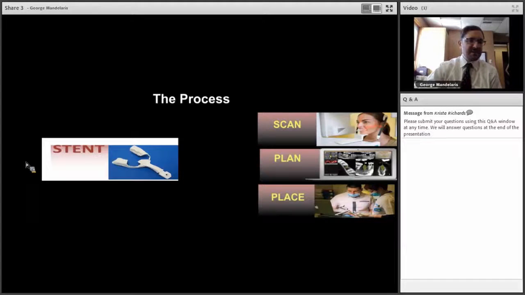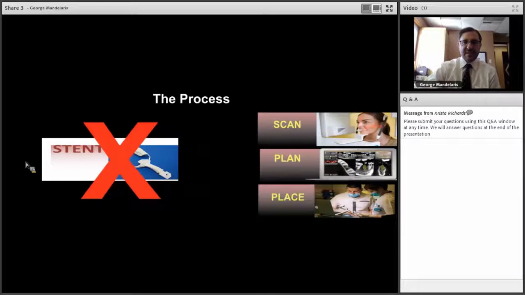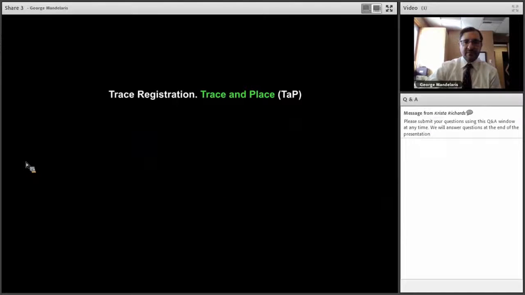So the process used to be create a stent. That was a bit of an arduous and kind of frustrating task. Scan, plan, and then place. And now that's gone, and it's all about scan, plan, place, or trace and place. So 3 steps, pretty simple and relatively intuitive.